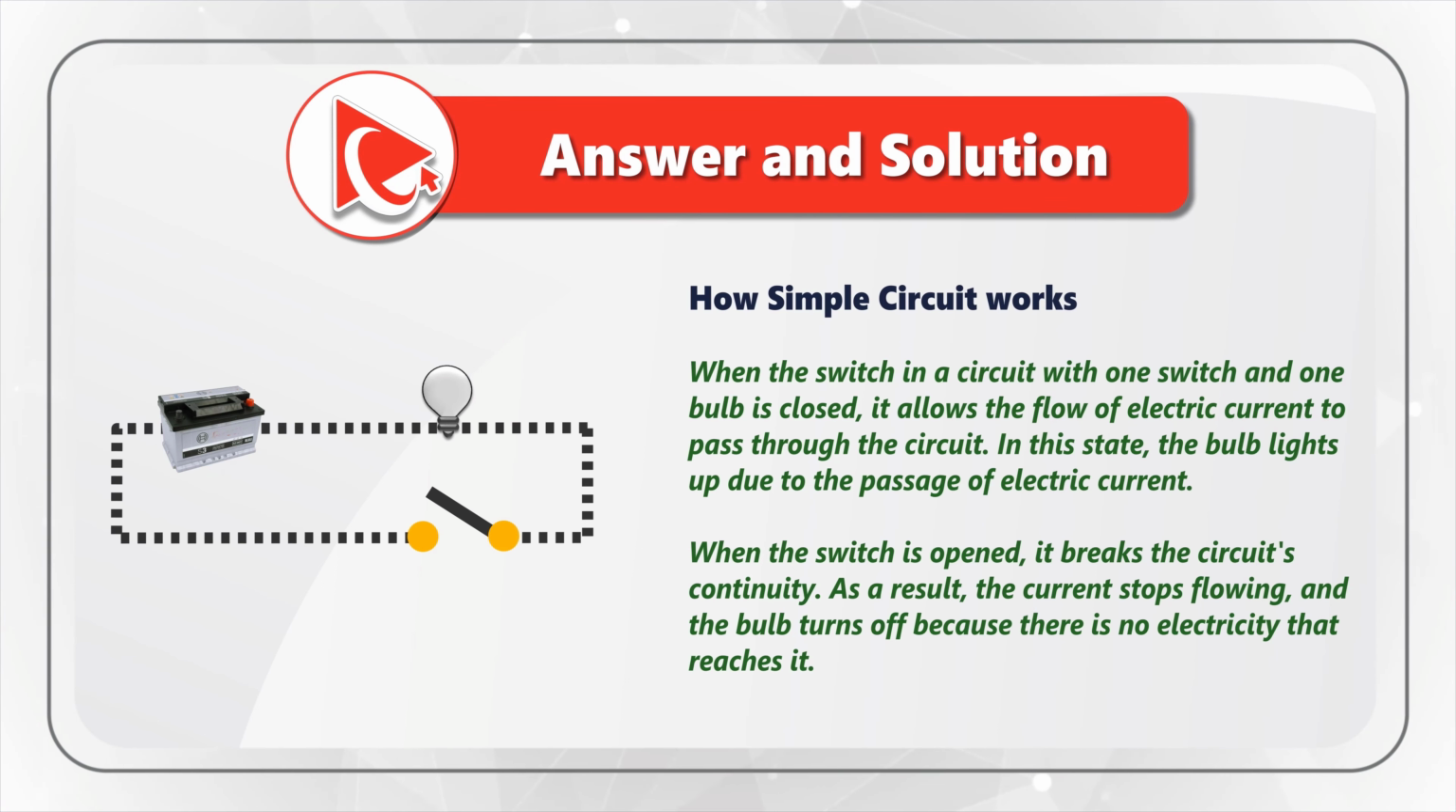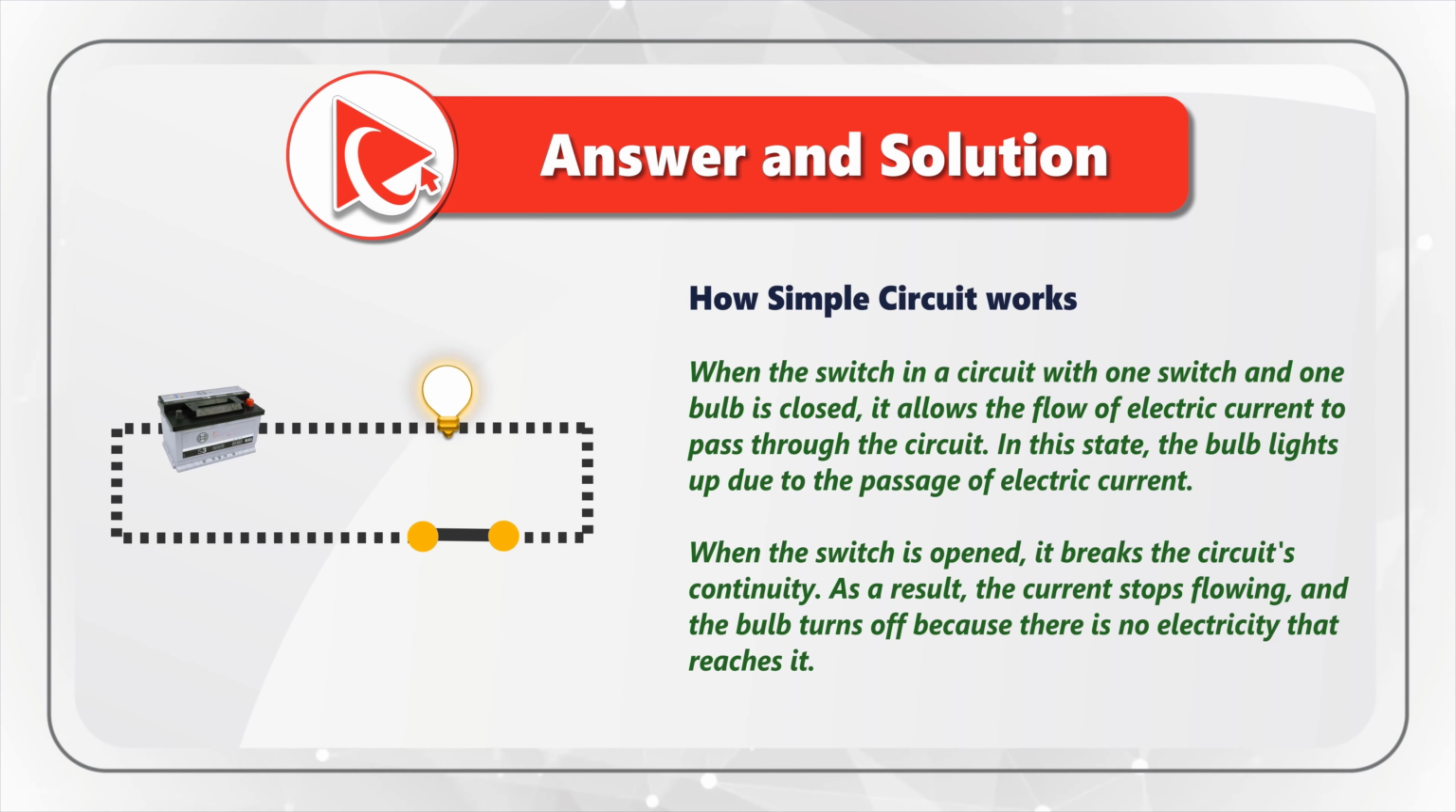Simple circuit contains only one light bulb, one switch, one battery, and conductors connecting these devices. When the switch in a circuit with one switch and one bulb is closed, it allows the flow of electric current to pass through the circuit. In this state, the bulb lights up due to the passage of electrical current.